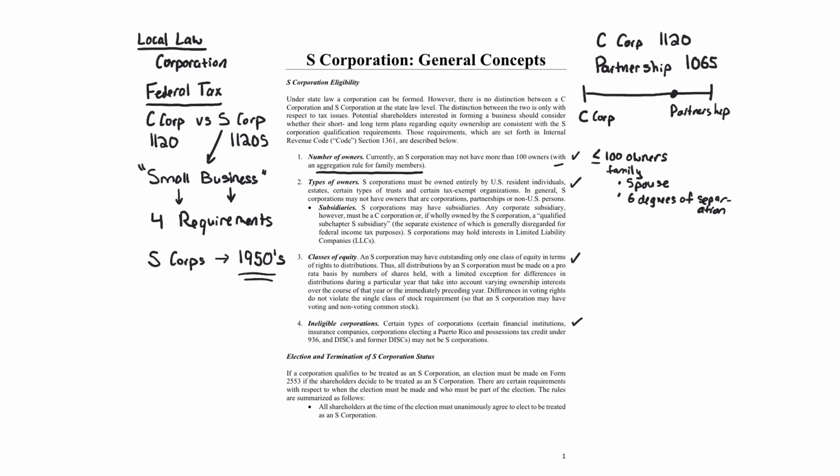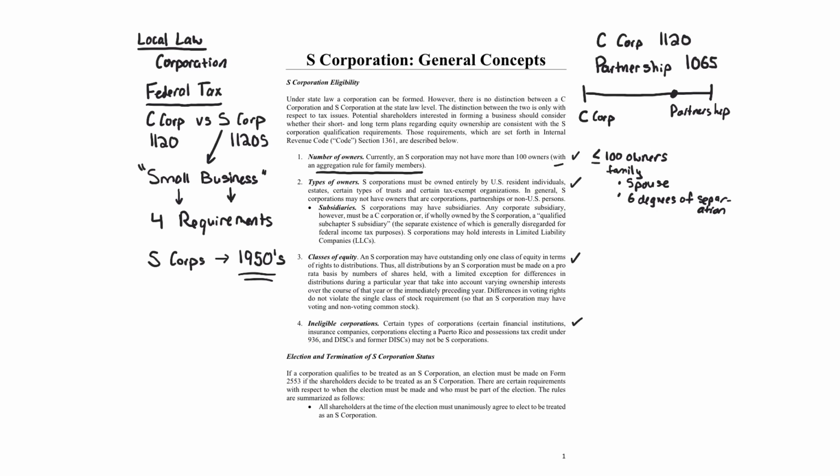So that's how you go through and determine how many degrees there are, and you're allowed up to 6. And we'll see some examples later of going through that. So you're allowed up to 6 degrees of separation when it comes to family members, which is very liberal in terms of attribution, because you want attribution. You want to make sure you have less family members so you don't go past the 100 requirement. The types of owners. So there's only certain types of owners that can own an S corporation.